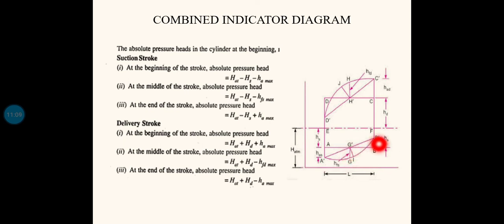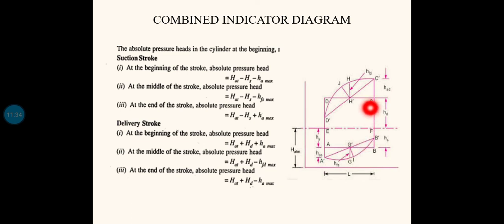At the end of the stroke, the frictional head loss will again be 0, but we will have H_as at the end of the stroke, to the opposite side, that is here. The total pressure inside the cylinder at the end of the suction stroke will be H_atm minus H_s plus H_as. That will be the total pressure inside the cylinder.